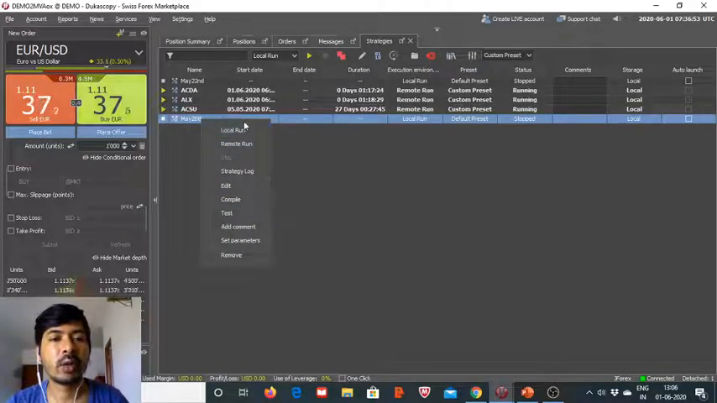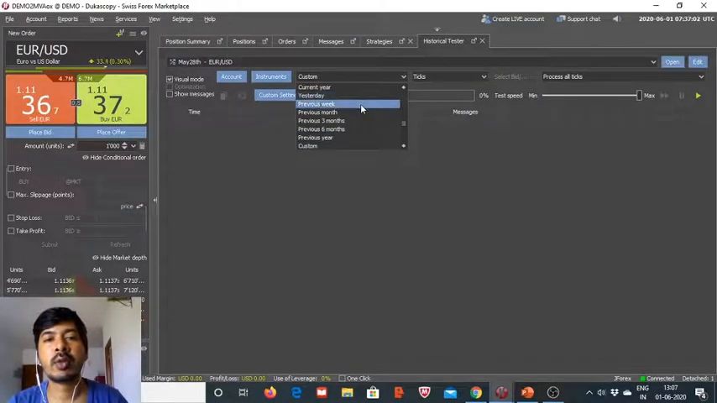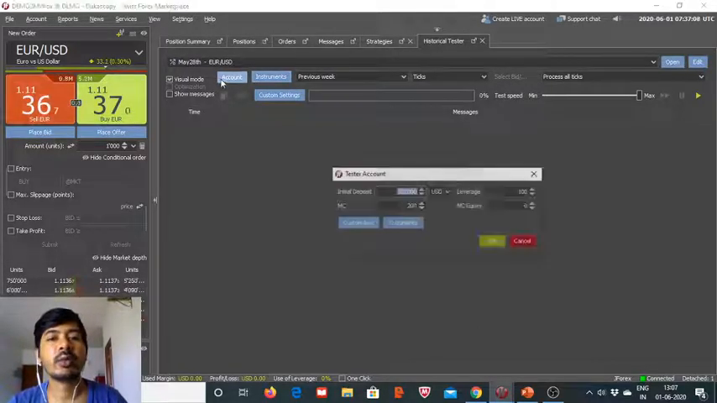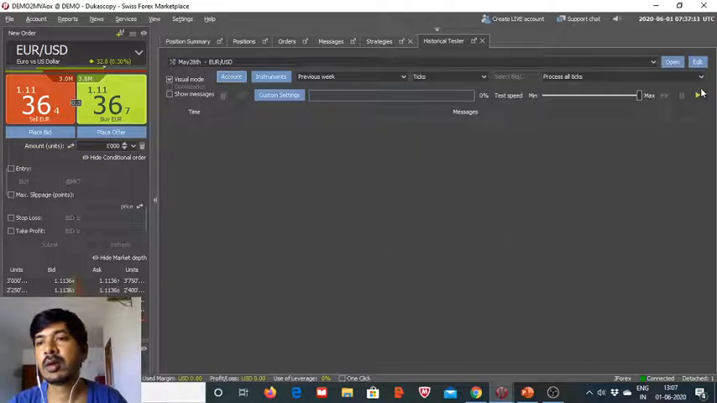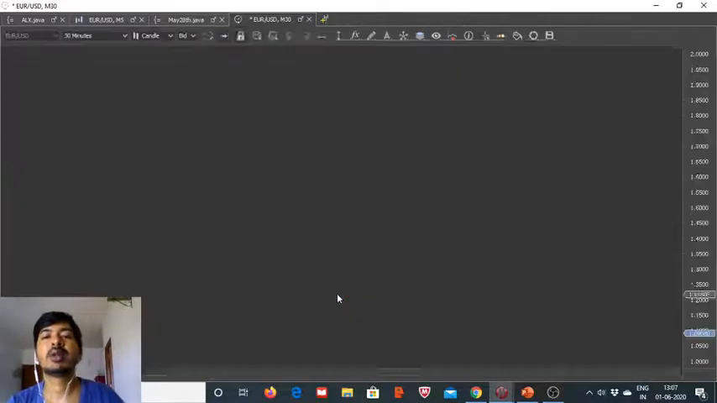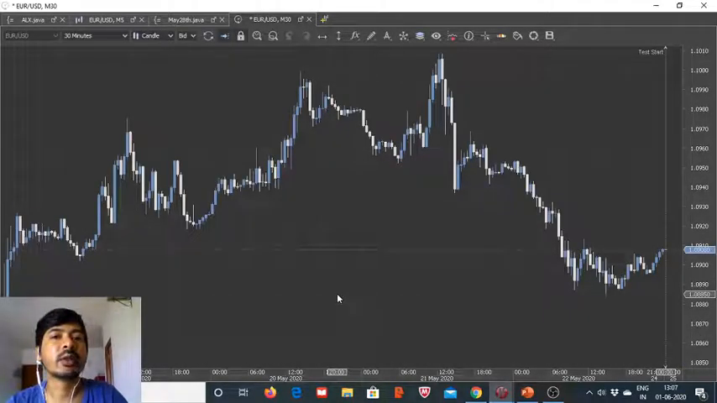Now let us test it for last week to see what kind of trading might have happened if we were to run it on our live account. So we do the test. It's all good. Previous week, instrument is USD, fine. Account size is also fine. So we don't need to be bothered about these default presets. We have defined all the values as per our requirements there. So here there might be some issues with this audio now, so please bear with me for a minute or two.